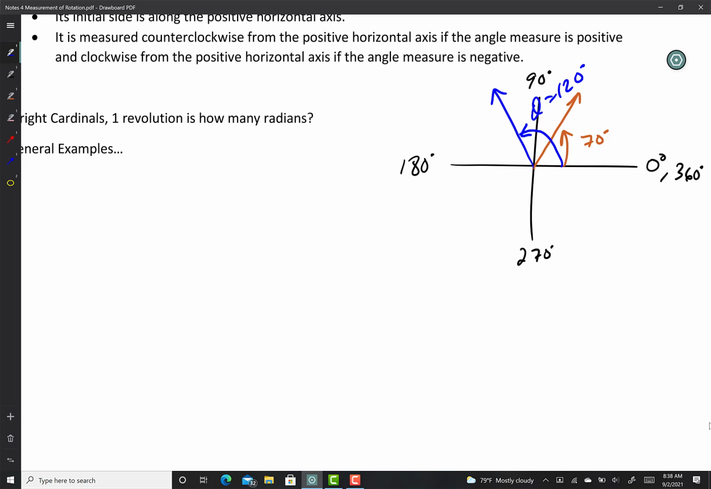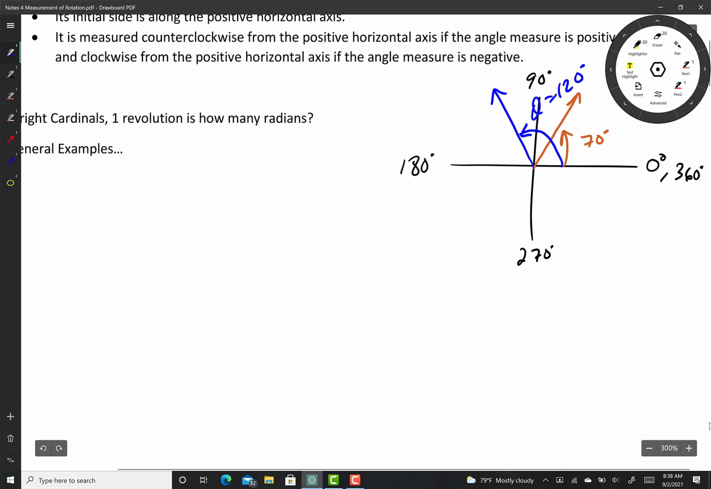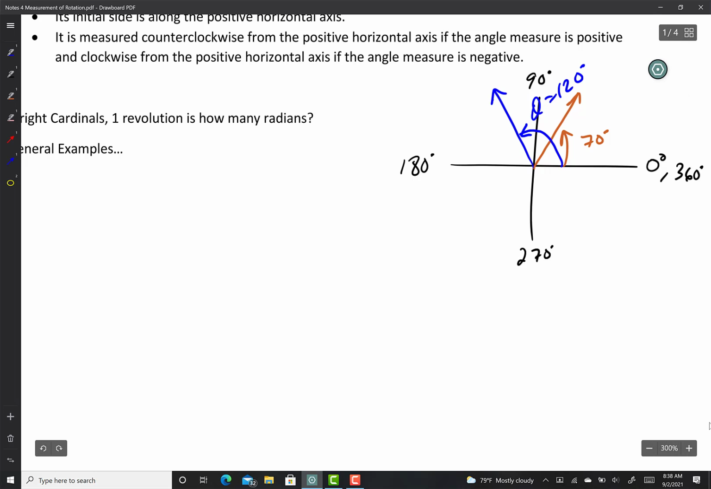Are we okay so far? If someone says 210 degrees, what quadrant is 210 degrees in? Yeah, so 210 degrees will probably be something like this, and we're going to say that is 210. If someone says 330 degrees, I'm running out of colors here. What quadrant?